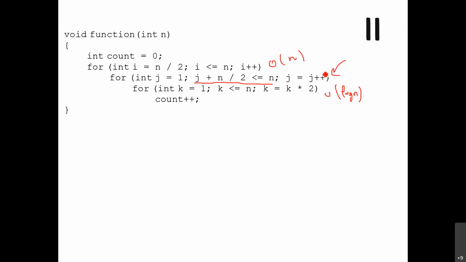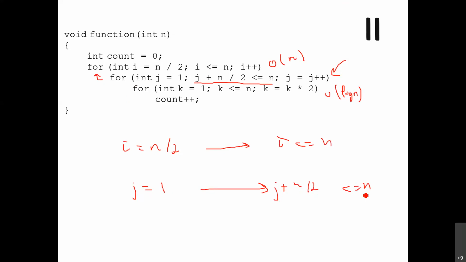So yeah, it's very similar to the first loop in terms of complexity. The first loop, what did we say? i starts from n over 2, keep going till you reach i is n. This is saying start j from 1, but keep going till j plus n over 2 is less than or equal to n. It's the same thing in terms of number of steps.